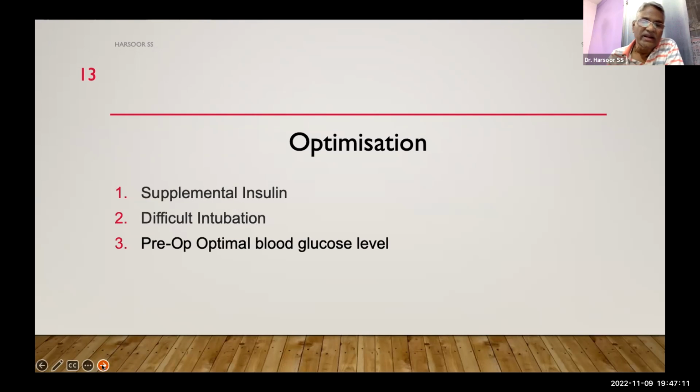So therefore, it is very, very essential that after the detailed history and the physical examination, whatever is possible, we can optimize these patients. And the optimization is mainly focused on three things. One, whether we can use supplemental insulin; two, anything we can do with regard to the difficult intubation; and finally, one important question, at what level we need to optimize the blood sugar level. So under these three headings, I'll be talking.